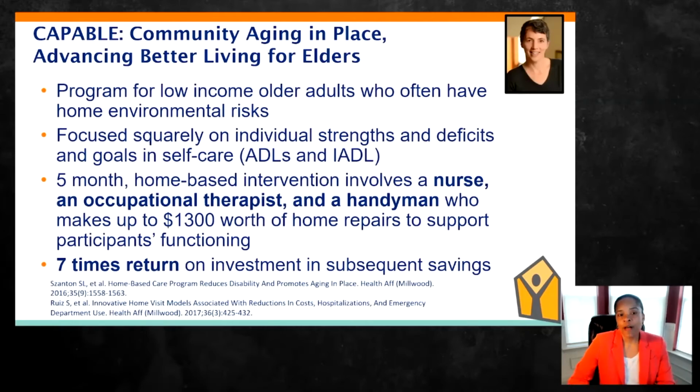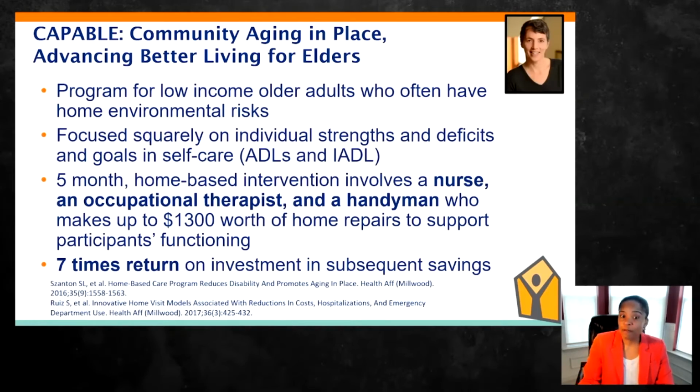And CAPABLE is a 5-month home-based intervention that involves a nurse, an occupational therapist, and a handyman or handy worker. What the nurse and the occupational therapist do is an assessment of the participant, and they work with them to set goals around how they would like to function. And then the occupational therapist provides a work order to the handy worker, who makes up to $1,300 worth of repairs to support that person's functioning.